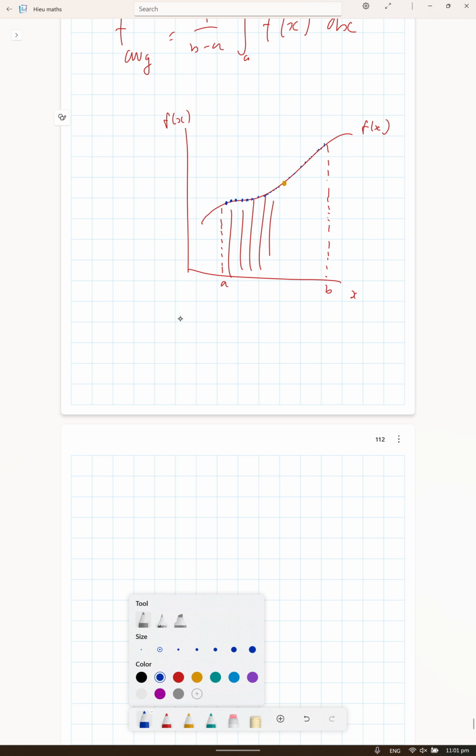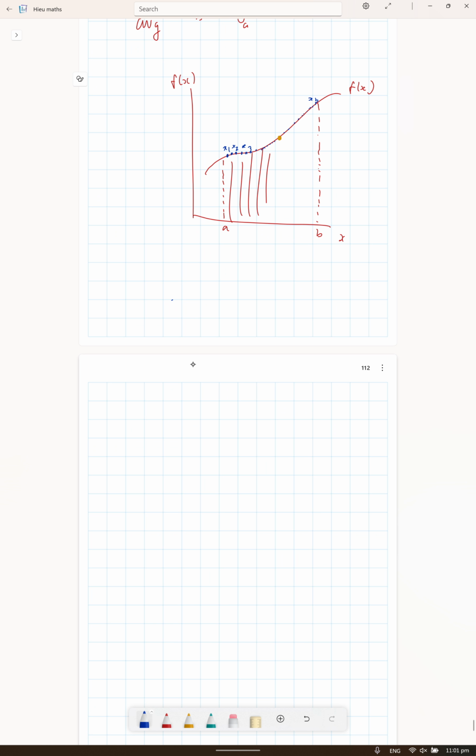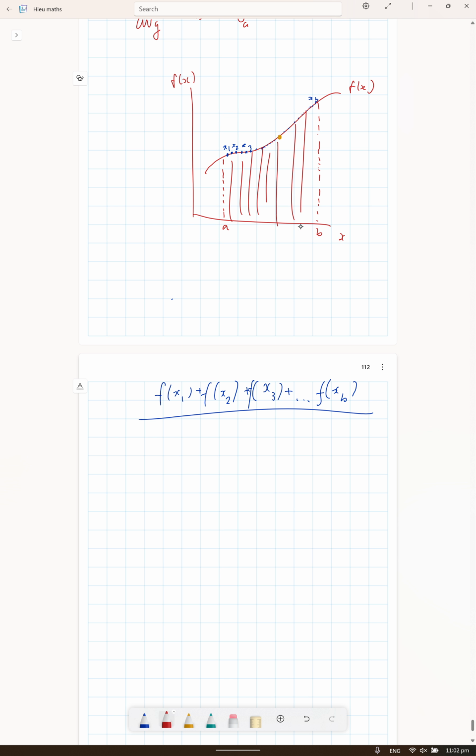Let's think about this. We want to find the value of, let's say this is x1, this is x2, this is x3, all the way until nearly b. So we're taking the value of f at x1, plus the value of f at x2, plus the value of the function at x3, all the way until the value of the function at xb. What are we dividing it by? The sum of all the values divided by the number of samples. How do we find the number of samples? Somewhere in here is the value of n, the number of slices we've made.